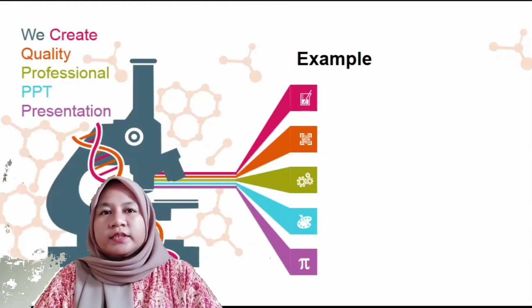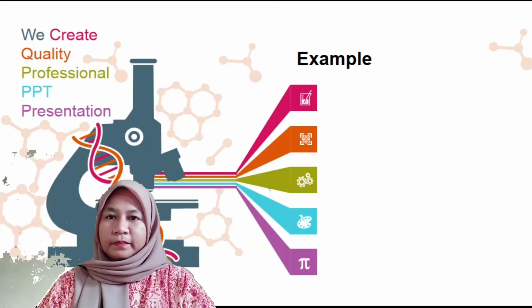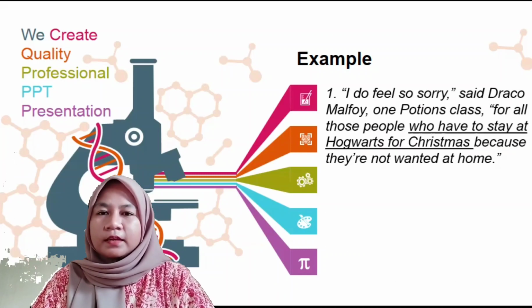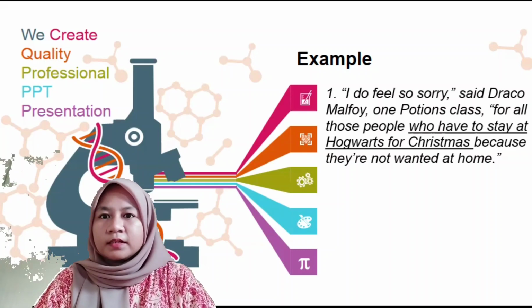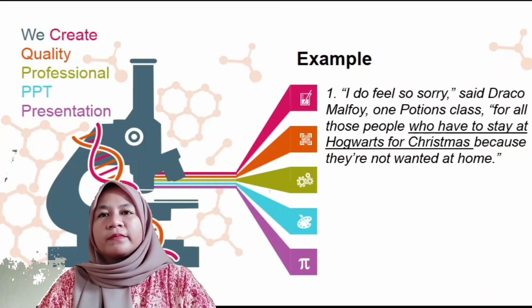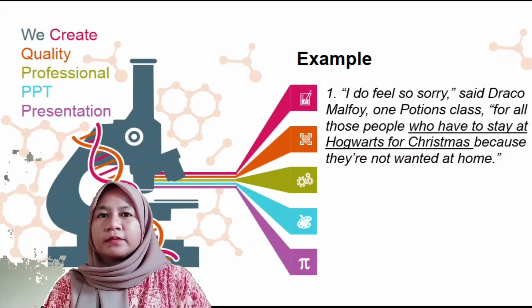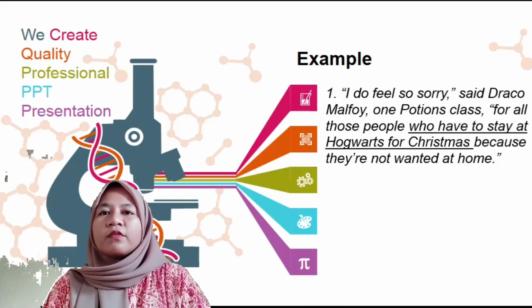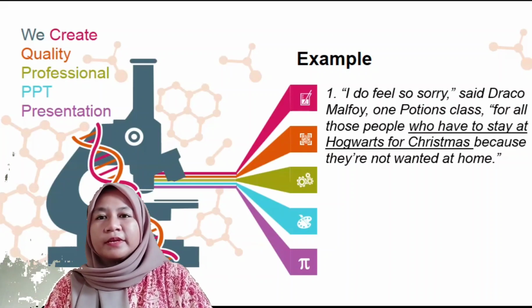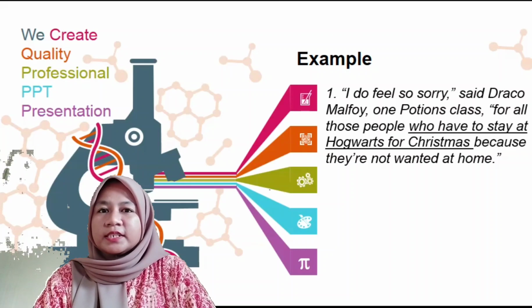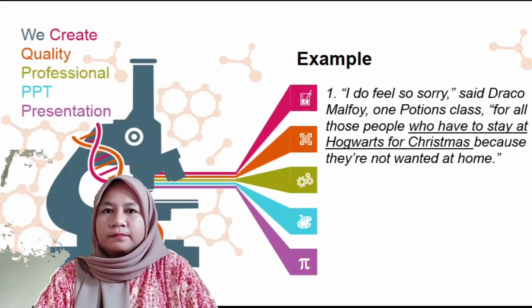Now, let's take a look at an example. The first example, you can read by yourself. In this example, the adjective clause is describing the noun people. It is giving the reader more information about the kind of people that Draco feels sorry for. It begins with the pronoun who and answers the question, which people?